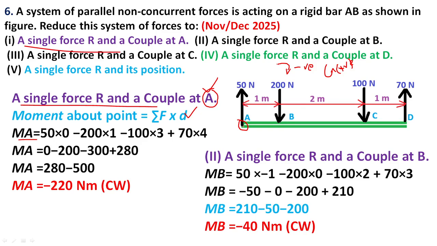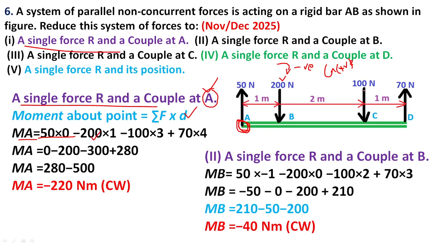Take moment about point A. This is point A, 50 into 0. The moment of a force is force into perpendicular distance. So 50 into no perpendicular distance, so the distance is 0 at point A. Next, take force 200. 200 is in the clockwise direction, so negative. The perpendicular distance from A is 1, so 200 into 1.